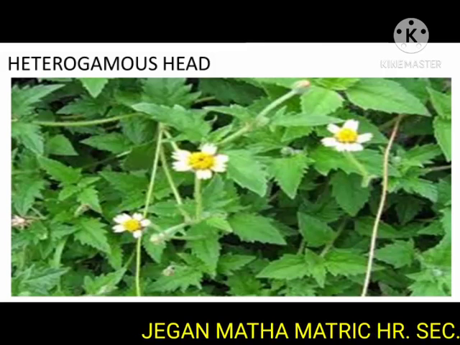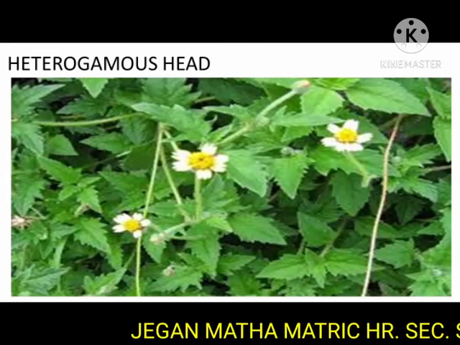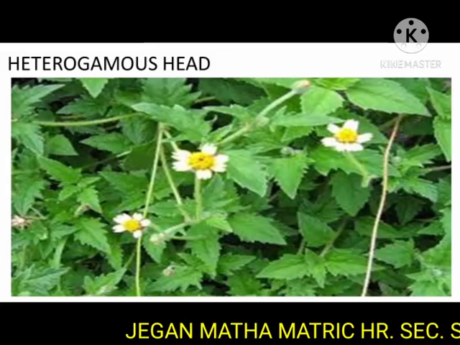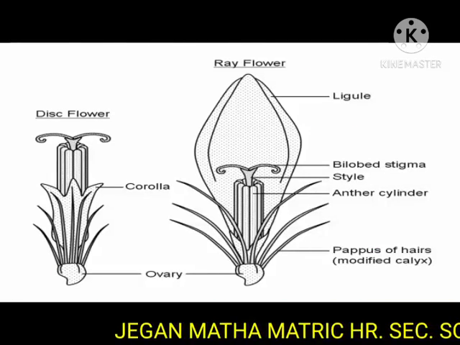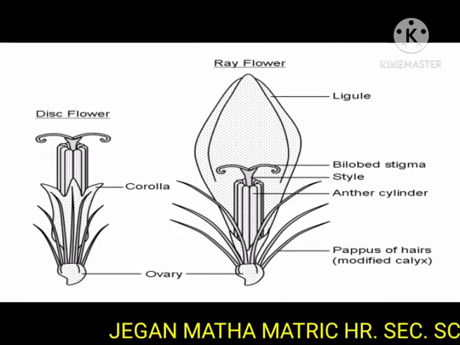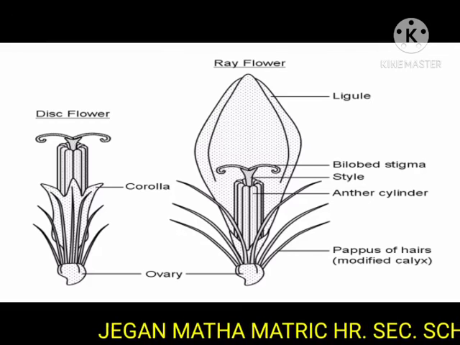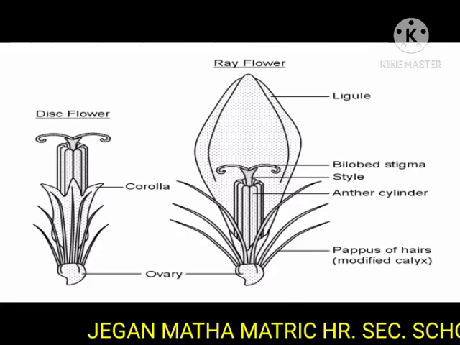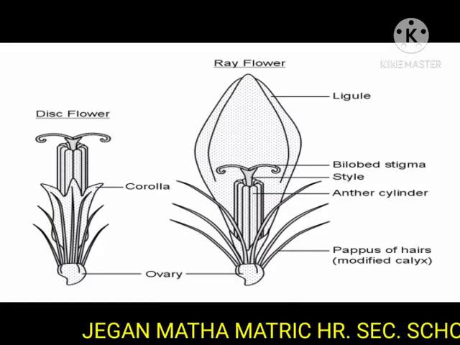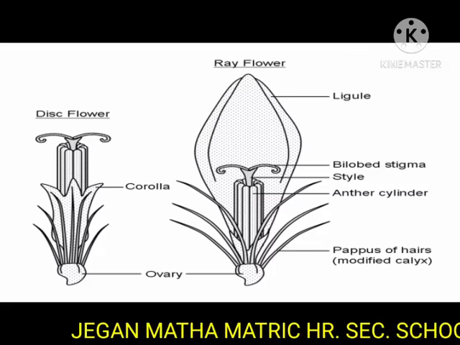Heterogamous head. The inflorescence possesses both types of florets. Example, Helianthus and Tridax. Disc florets at the center of the head are tubular and bisexual, whereas the ray florets found at the margin of the head are ligulate and pistillate, that is unisexual.